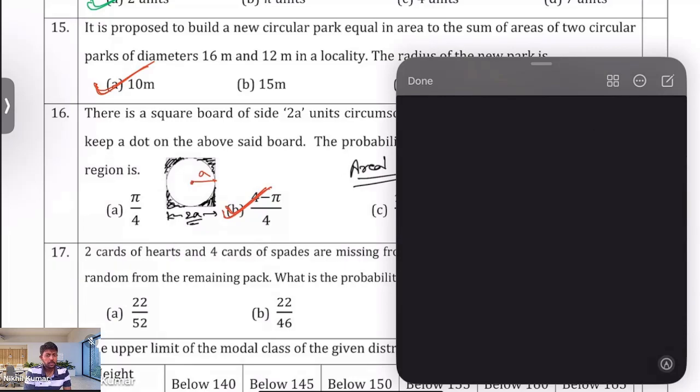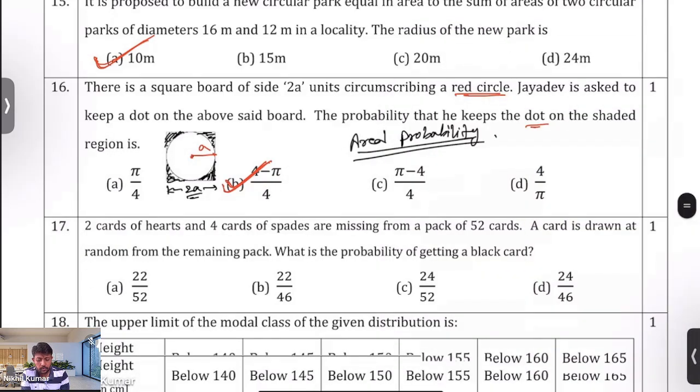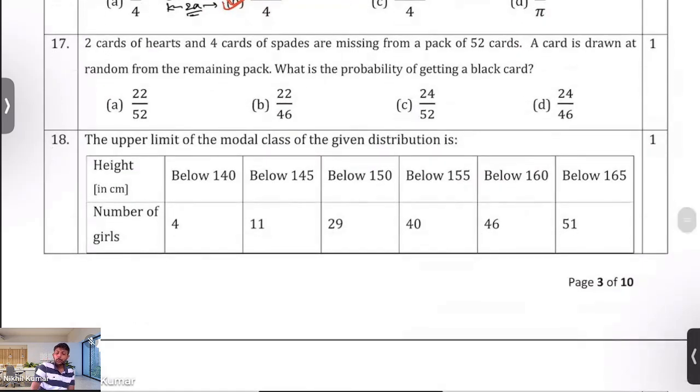Let's move on to question number 17 now. Two cards of hearts and four cards of spades are missing from a deck, from a regular deck.